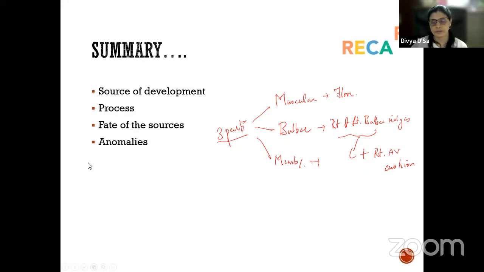If there are anomalies, you can talk about VSD, tetralogy of Fallot. Pentalogy of Fallot is when ASD is also there. So that is pentalogy of Fallot. You should know those things.